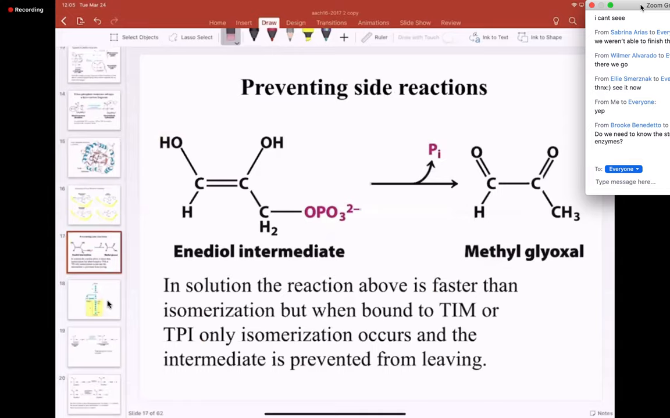Shown here is the idea of this enediol intermediate that we discussed. If you made this enediol in solution, it would automatically lose the phosphate. But in the enzyme active site, the enzyme keeps it in such a conformation that you can't actually lose the phosphate. So this enediol intermediate is stable on the enzyme, but it's not stable in solution. Again, this highlights the fact that enzymes keep the intermediates in certain conformations that do not allow side reactions. And we saw this with hemoglobin and oxygen binding. Here we see this with an enzymatic reaction, where you need to keep it in a certain conformation or it's not going to work. You're going to have problems with side reactions.